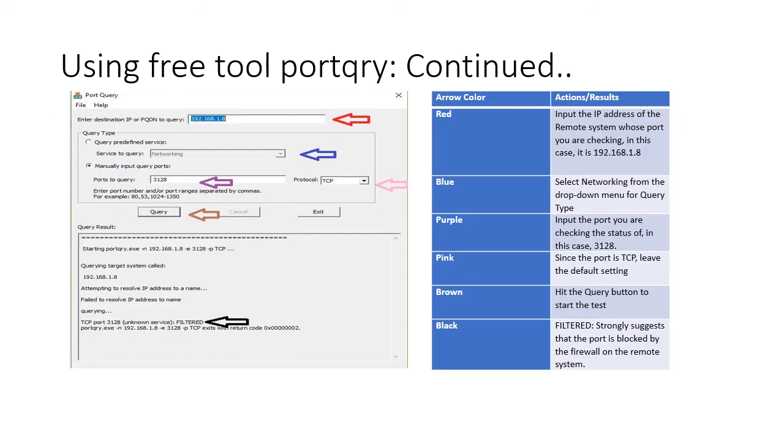So we have started the Port Query tool on the Windows system. This is the graphical interface. The red arrow indicates the IP address of the remote system, that is the Centos system, which is 192.168.1.8. We select networking in the service to query. Then we manually put the port number 3128. This is the port that is used by the Squid Proxy Server service. The protocol is of course TCP, and then we hit query. As you can see, the result is filtered.